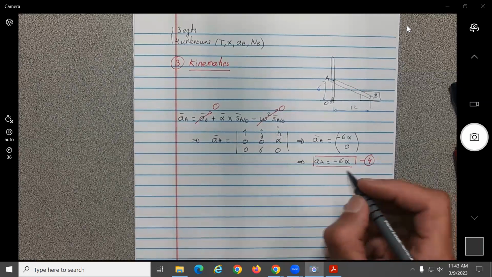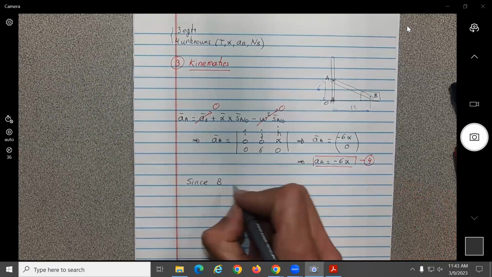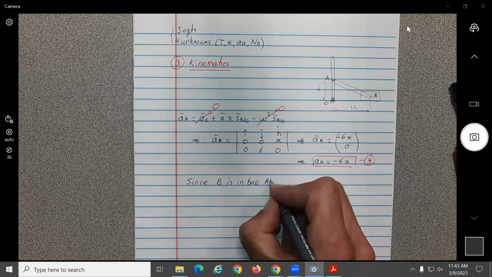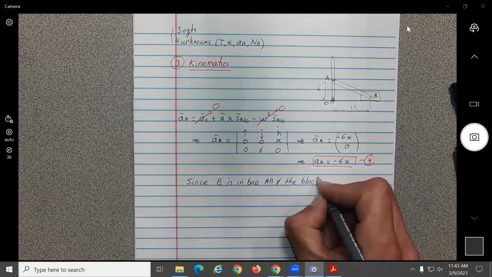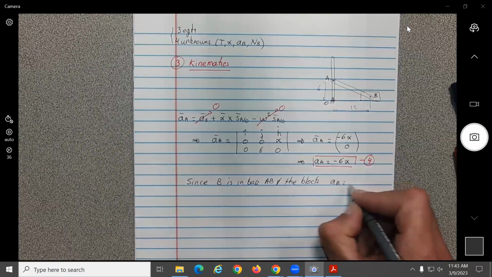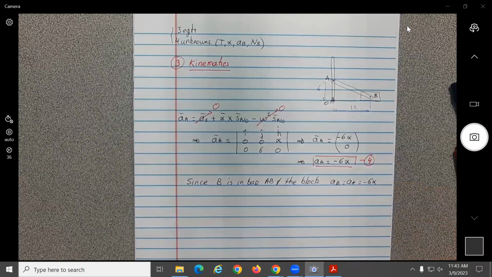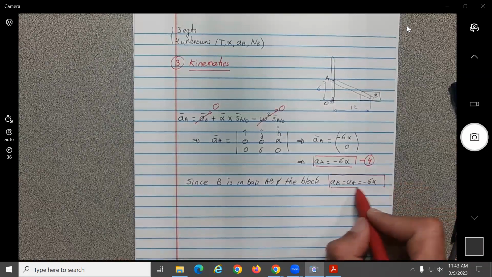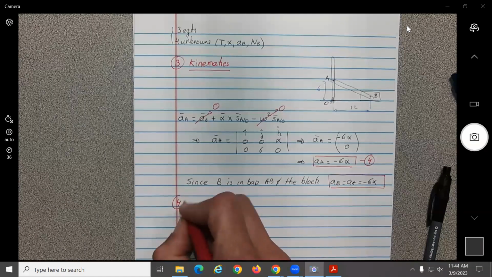So we could say over here, since B is in bar AB and the block, I'm just trying to write down, we could say that a sub B equals a sub A equals negative 6 alpha. So now let's see, is that enough to solve the problem? It should be, so correct.